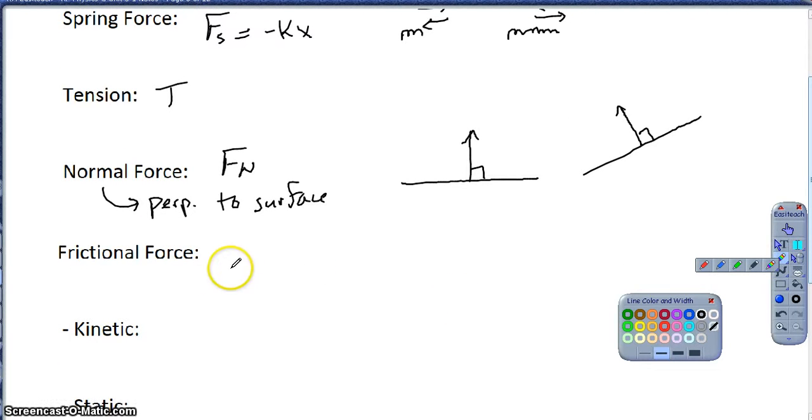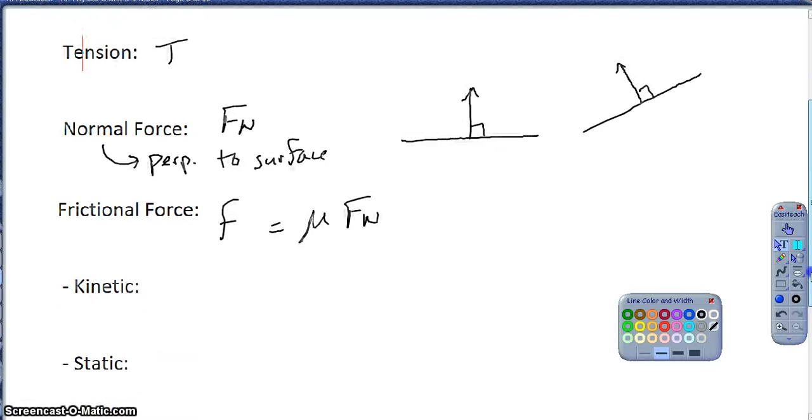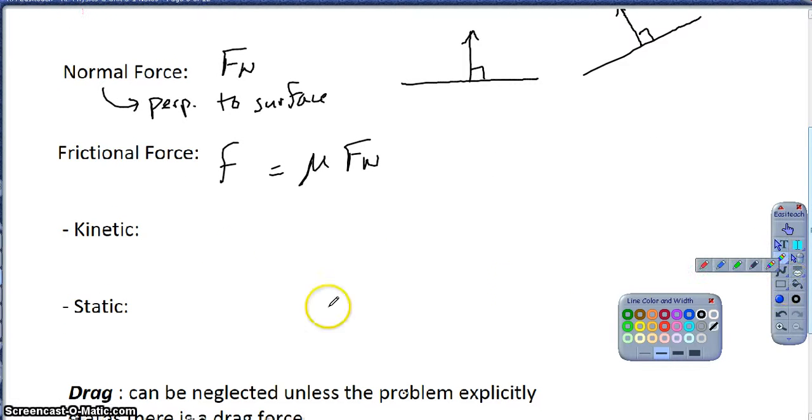Anyway, frictional force, we have two types of friction, right? We know our frictional force relates to our coefficient times the normal force. We have two types, being kinetic and static, and actually we'll see later in the year we have rolling friction as well. We'll see that here in the next couple sections.